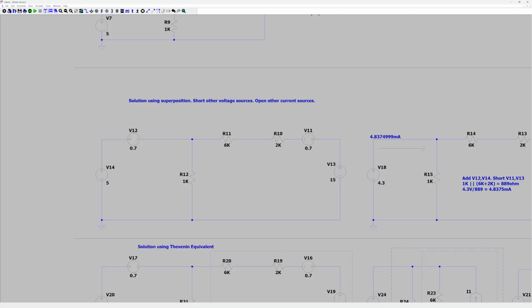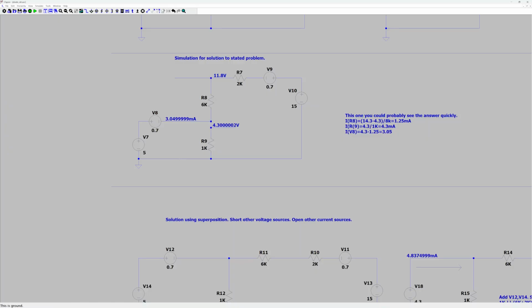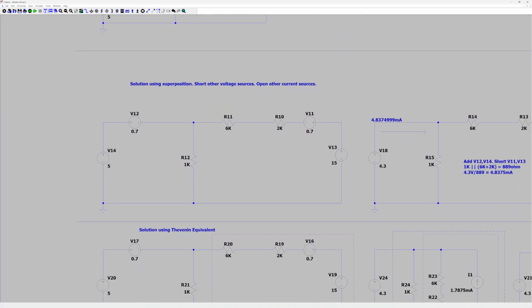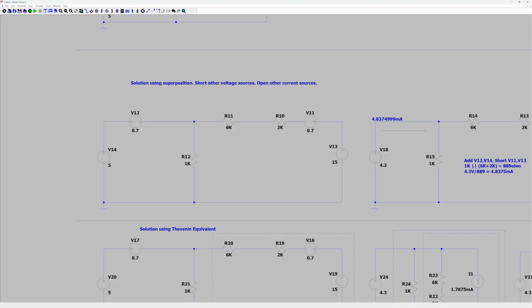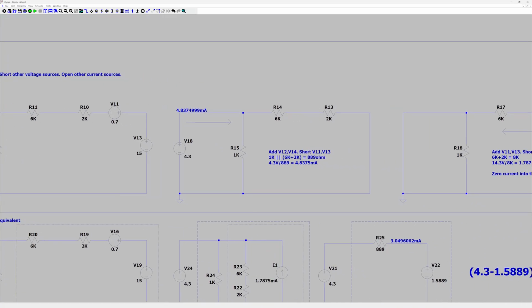So method one is superposition, and that's basically where you short circuit all the other voltage sources, or you open circuit all the other current sources. In this case, we only have voltage sources, and we only have two of them, because this is the final circuit. So there's really only two voltage sources that we need to do the analysis for. So the first half of this is you short V13 and you calculate this current.